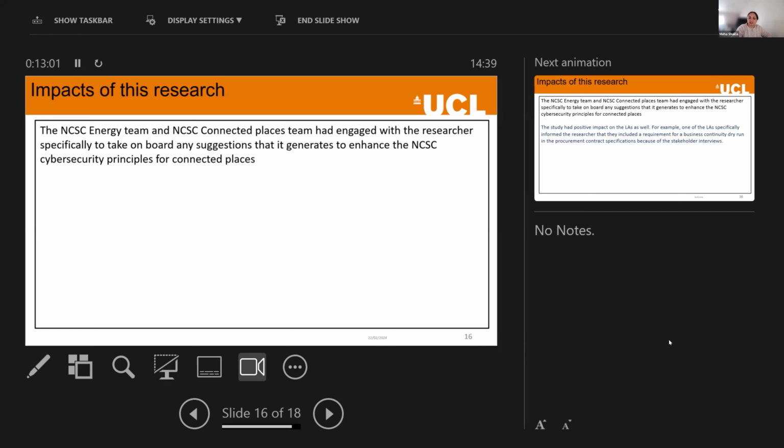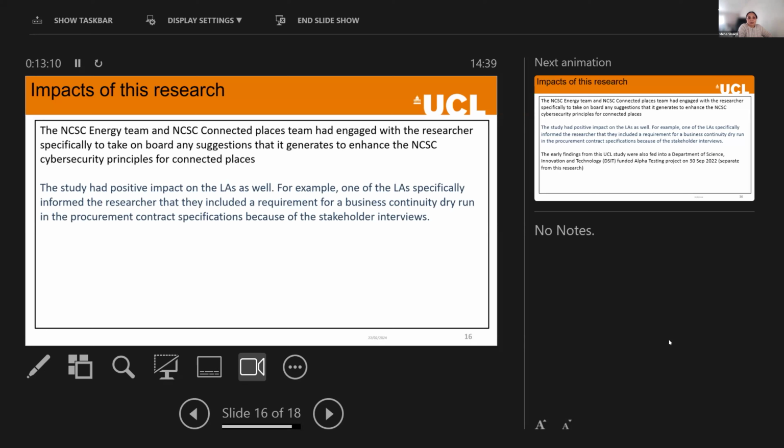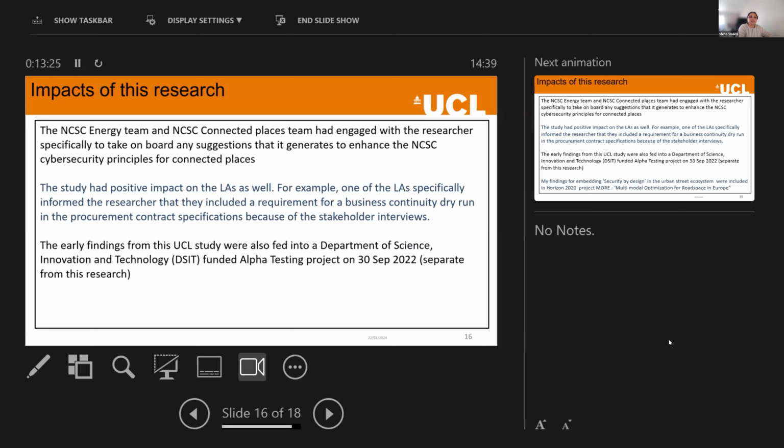The National Cybersecurity Center picked up some of my suggestions to enhance their security of connected places. The local authorities also realized that they probably need to ask things like doing a resilience test or a dry run for the business continuity of their operations. So they put some additional requirements on the contractors.